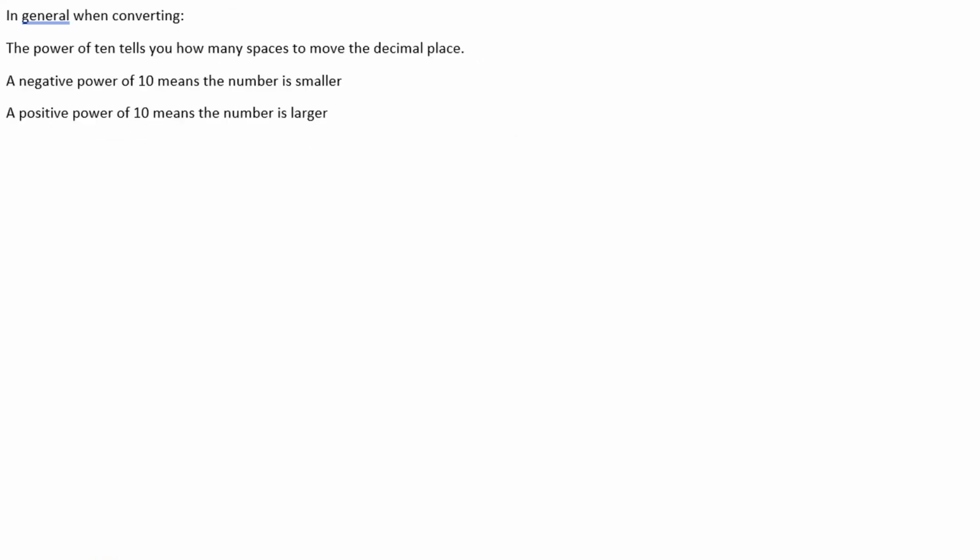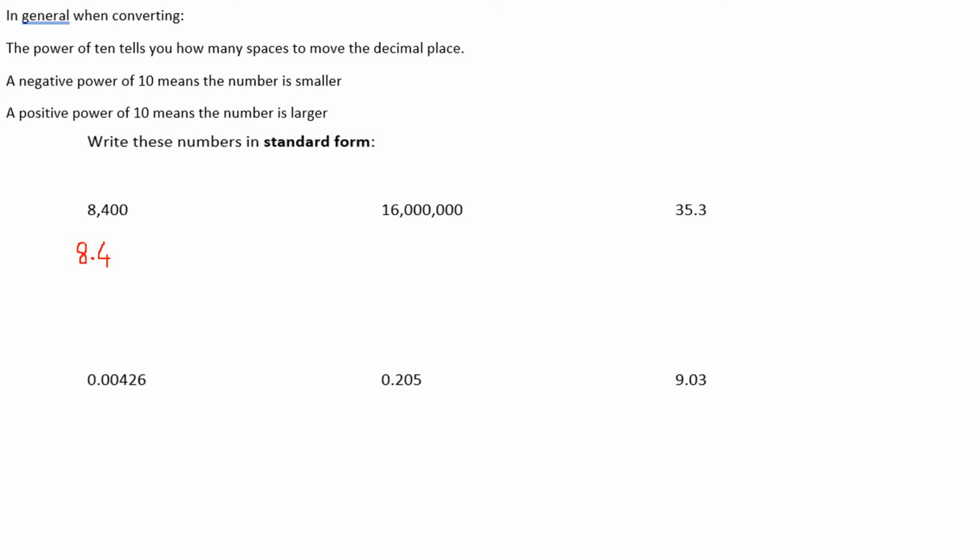So let's actually change things to standard form first. Here we've got a selection of numbers, some small, some big, and we're going to try and change those. We first need to write down a number between 1 and 10 that encapsulates the digits. For that first number here, 8,400, we're going to go with 8.4, and we'll go with 1.6, 3.53, and so on. The second thing we want to do is figure out how far that decimal place had to move from 8.4 to get us to 8,400.